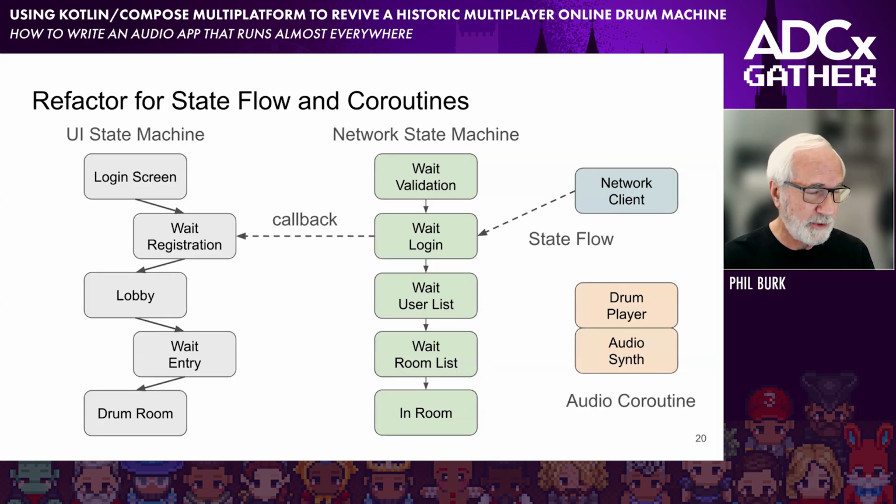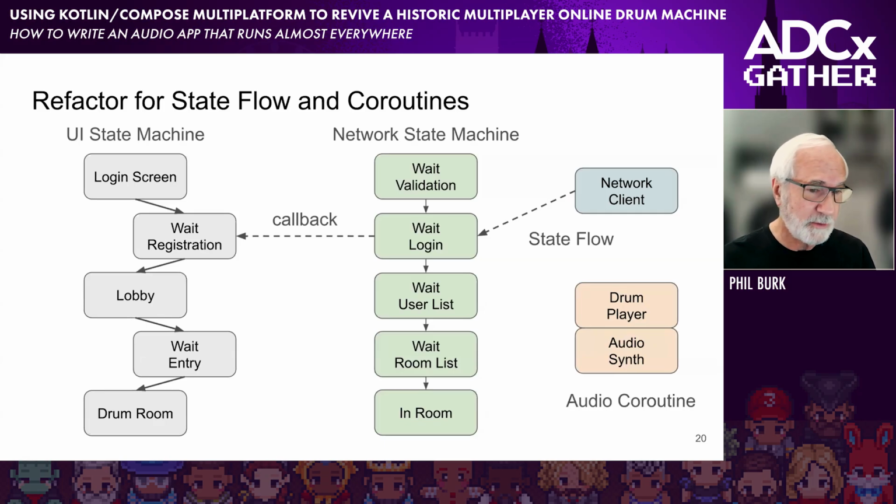And then there's communication between these state machines. Data may come in from the network client using the Kotlin Compose state flow, which is a way for data to flow from other coroutines up to the UI, or in this case to the state machine, and then there are callbacks from the network state machine up to the UI state machine. So the UI may be switching screens from a login screen to the drum screen, and the network state machine is busy trying to set up various rooms or broker communication between the applets. So these separate state machines can communicate.